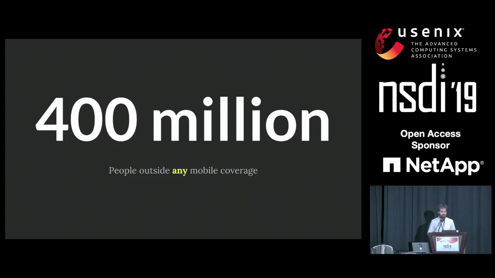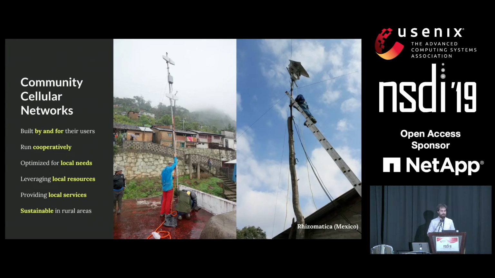One technique that has emerged in recent years is the idea of a community cellular network. These are cellular networks that are built by and for their users, typically run in a cooperative fashion, and they're optimized for local needs, leveraging local resources to provide locally relevant services, and have shown that they can be sustainable even in extremely hard to serve rural areas. The key thing that's enabled the rise of community cellular networks is the advent of low-cost GSM hardware and open source GSM software that's made the cost of building a basic cellular network accessible to even extremely rural communities.